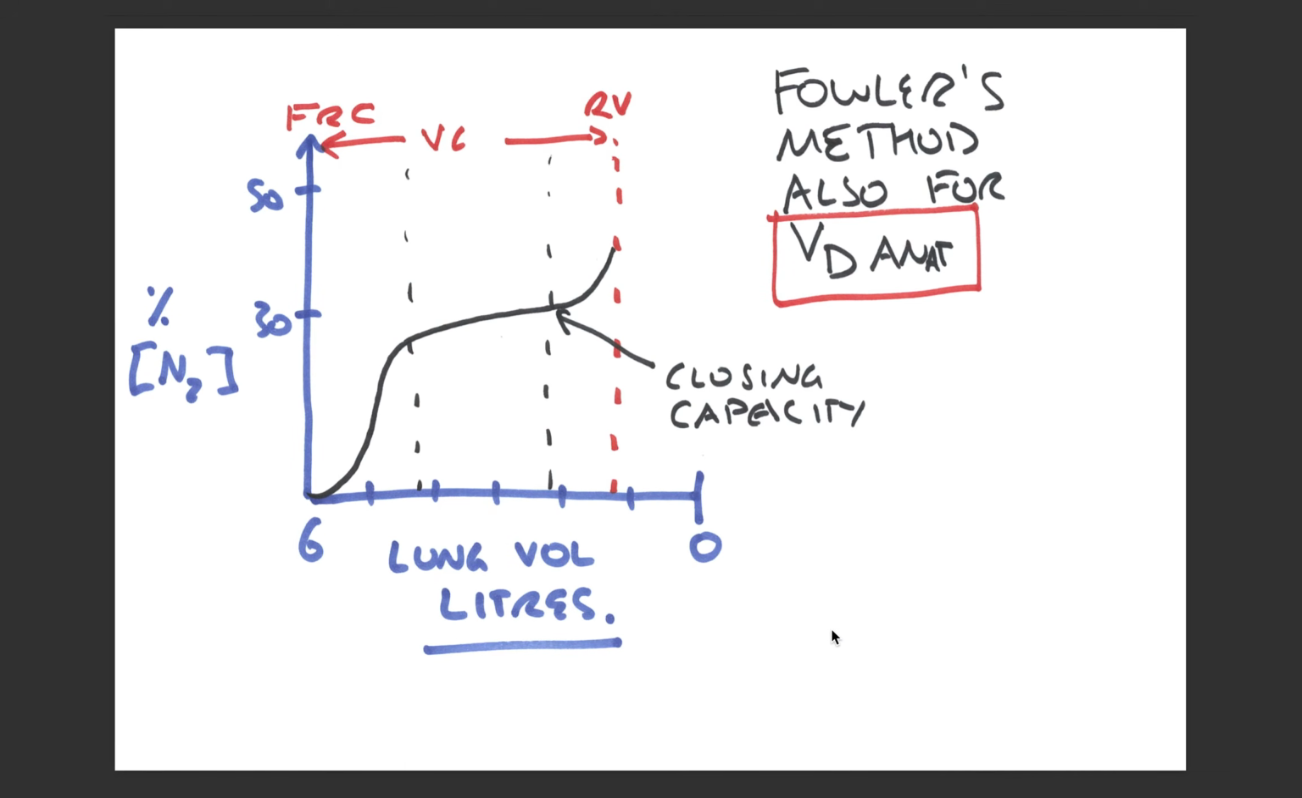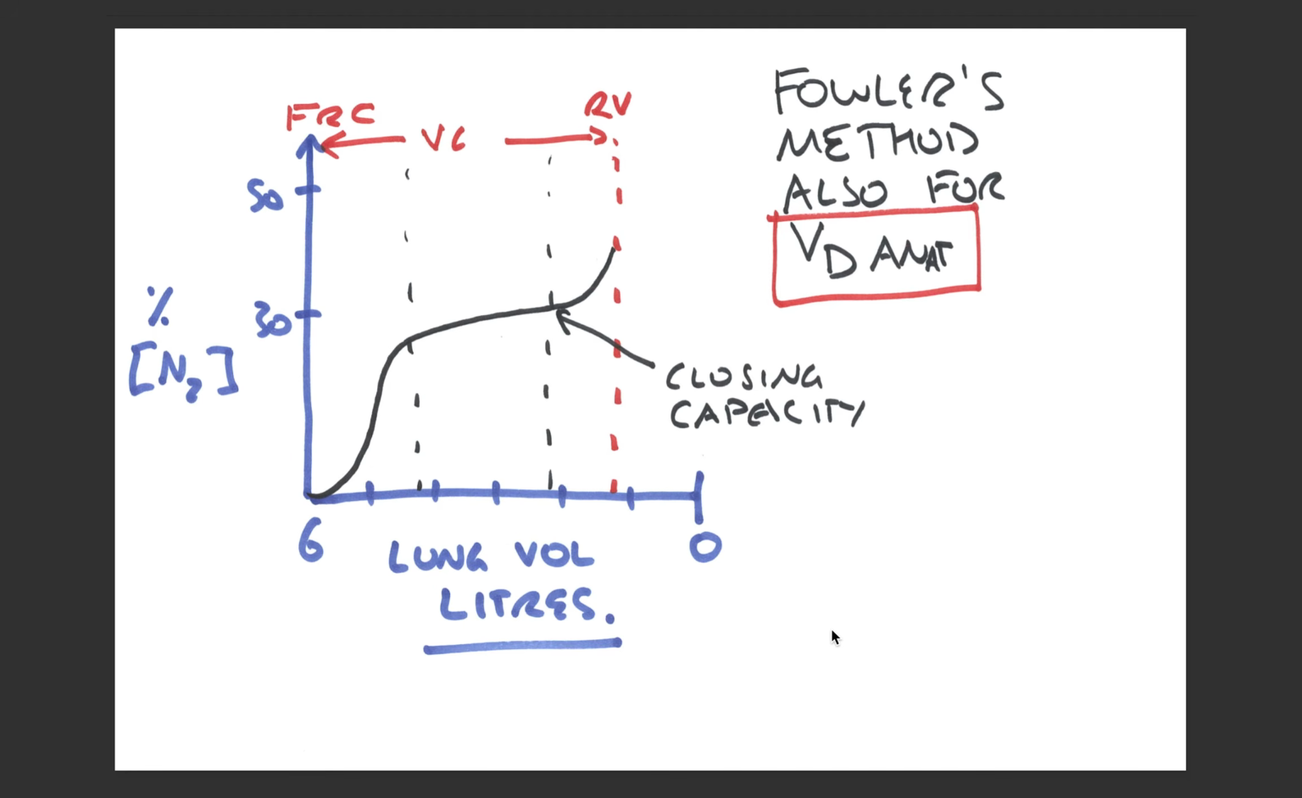Here we have the graph. So we start with a full lung at vital capacity or total lung capacity. FRC is written in error there. The patient breathes out all the way down to their residual volume. There is no further increase or decrease in the nitrogen concentration, because this is the termination of that expiration.